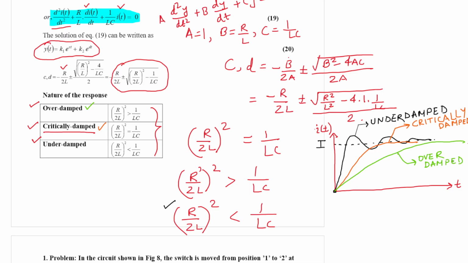Now what are the differences between these three responses? First of all, if you observe this overdamped case, it requires large time to obtain its steady state value. So for the overdamped case, the system is very sluggish, slow in nature, very sluggish.